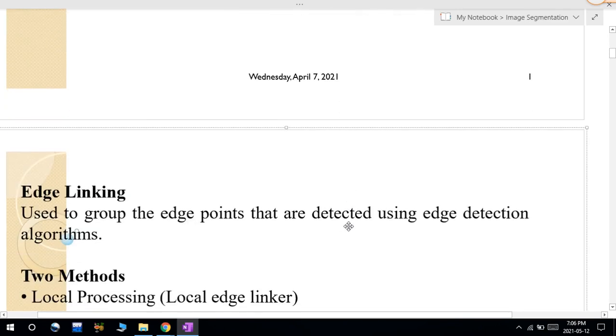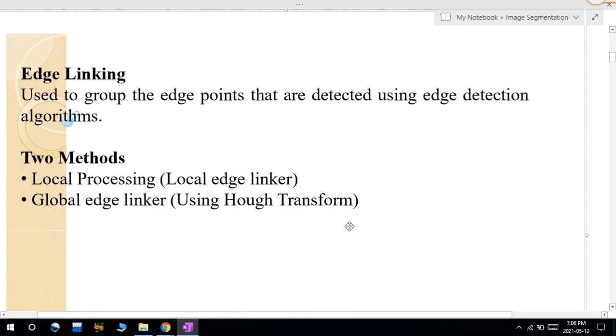So in today's class, I will discuss edge linking algorithms, used to group the edge points that are detected using edge detection algorithms. In the previous class, we discussed different edge detection algorithms based on different operators like first order derivative operators, second order derivative operators, and Gaussian based. By using those algorithms, we find the edge points.